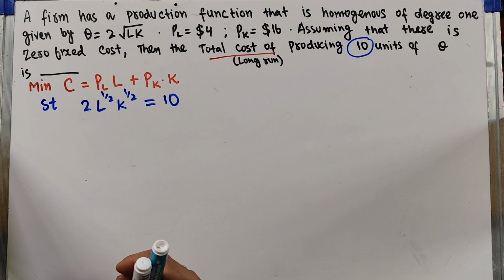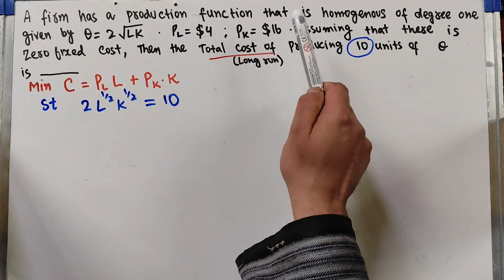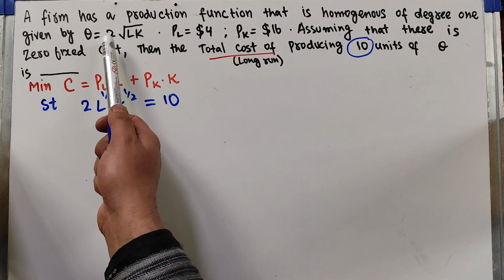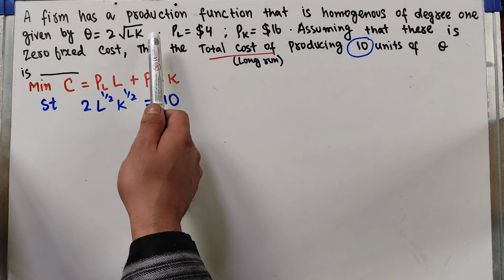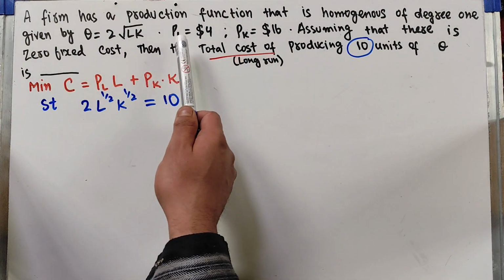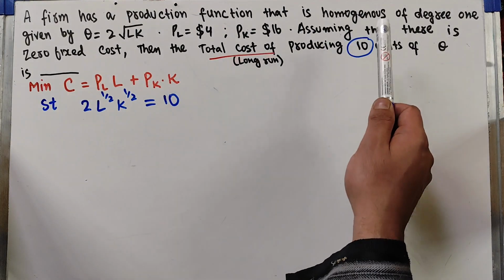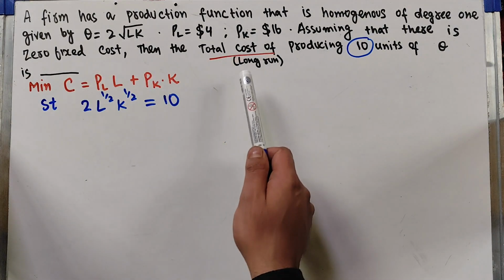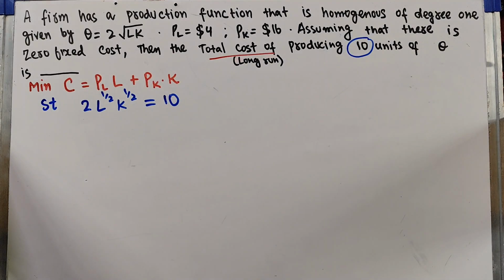In this video we will solve a question on constrained optimization. The question is, a firm has a production function that is homogeneous of degree 1 given by Q equals 2 under root LK, where Q denotes the output, and L and K denote the units of labor and capital employed. Unit price of labor is $4, unit price of capital is $16. Assuming that there is zero fixed cost, the total cost, that is the long run cost of producing 10 units of output, we need to find out.